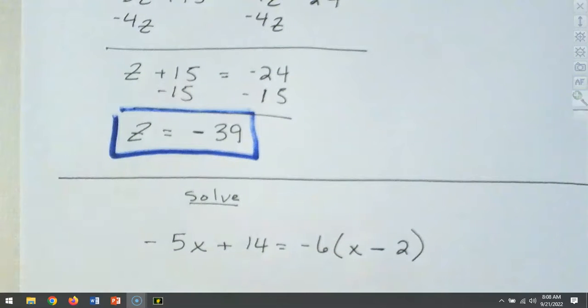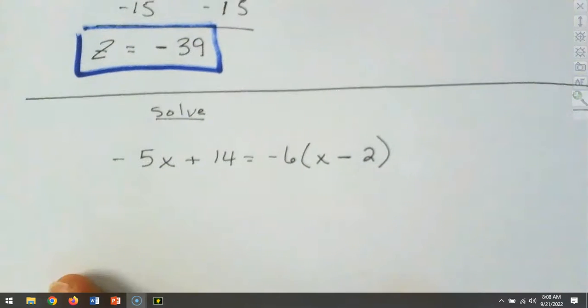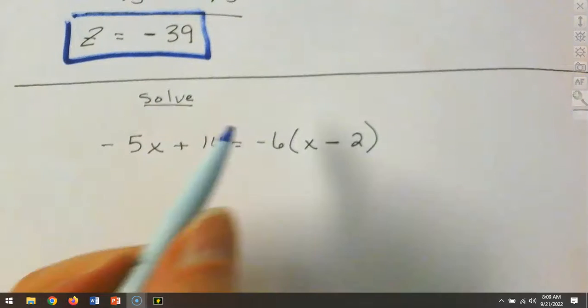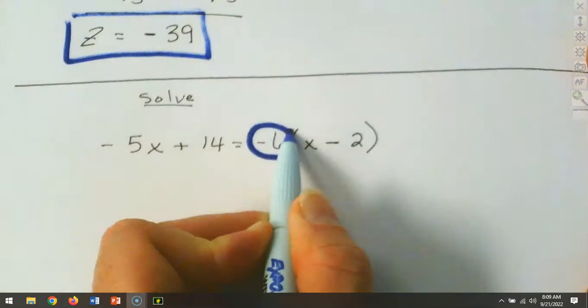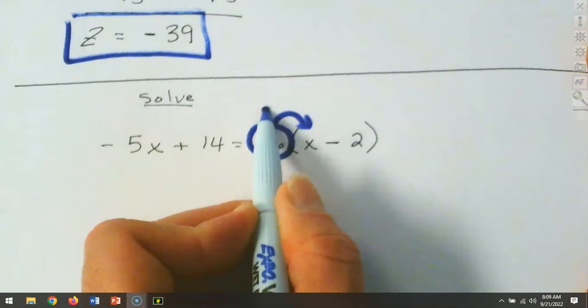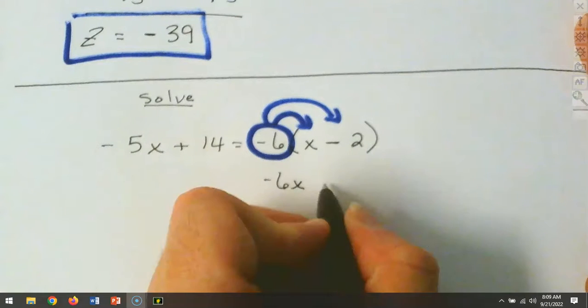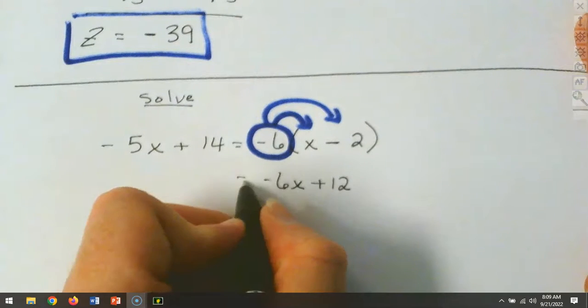So again, similar type of question. I used a different variable, so I chose to use an x instead of a z. And what do we need to do here? Okay, first thing we do is we distribute. Now, be very, very careful. This is a negative 6, so I like to circle it so I remember it's negative. And so I'm going to distribute that negative 6 through, and that's going to change your signs. So that leaves me then with, on the right-hand side, a negative 6x. Negative and negative makes it a positive 12.